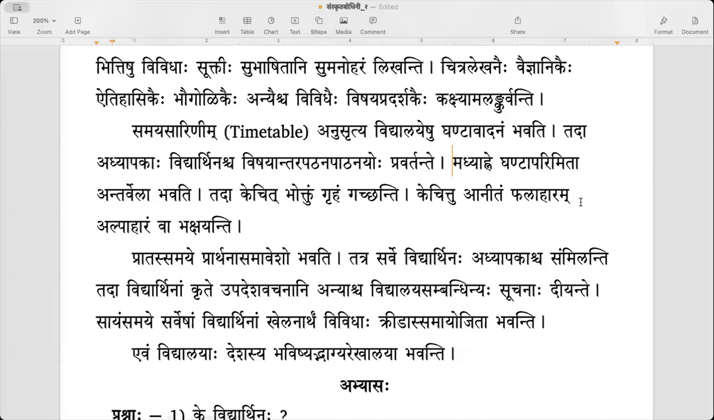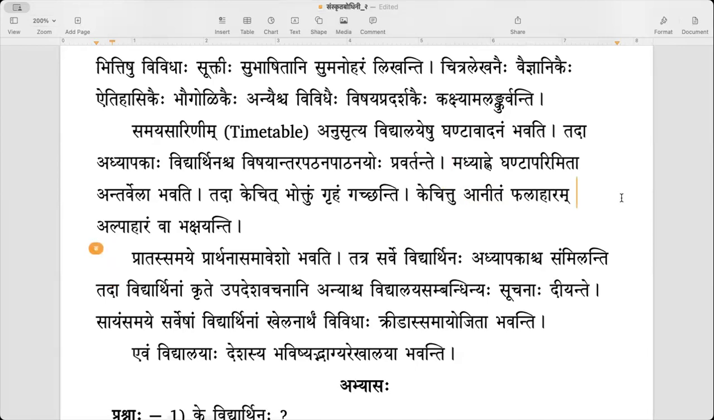Tada kechit bhoktum griham gachanti, kechit anitam phalaharam alpaharam va bhakshayanti. So during that time, some go home to eat, others who bring phalaharam, fruits, or alpaharam, tiffin, bhakshayanti, they eat. They eat the food or fruits that they have brought. So anitam is an adjective to phalaharam or alpaharam.